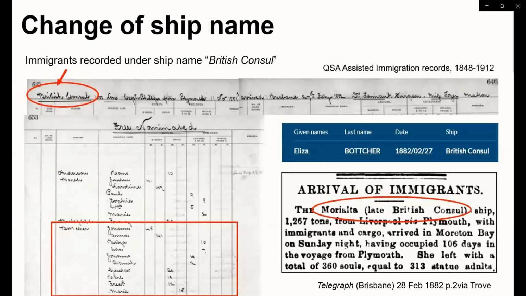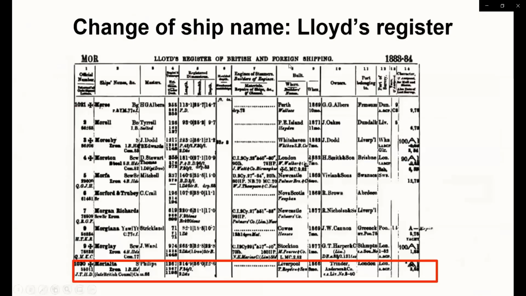Further research reveals a newspaper article about the name of the British Consul being changed to Moriarty. In line with the precept that we should always look for verification in another source, we check Lloyd's Register of Shipping 1883 to 1884 and find a record of the change of ship name to Moriarty. I see down the bottom there it says late British Consul. The Bircher family's arrival was recorded under the previous name of the ship.